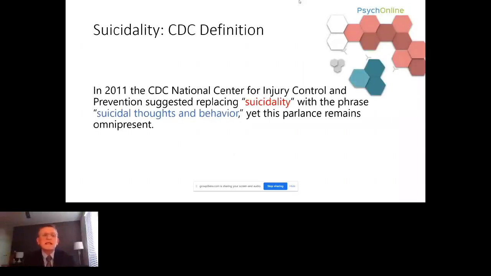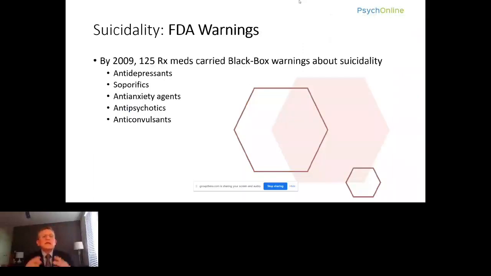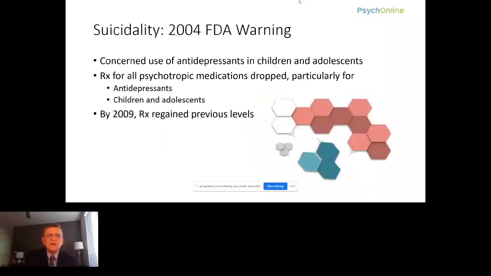The CDC in 2011 suggested that we even quit using the term suicidality and use the phrase suicidal thoughts and behavior, which is a terrific idea, but really this hasn't taken hold. By 2009, 125 different prescription medications carry black box warnings from the FDA about suicidality. Antidepressants, soporifics or sleeping pills, anti-anxiety agents, antipsychotics, anticonvulsants, everything we use.